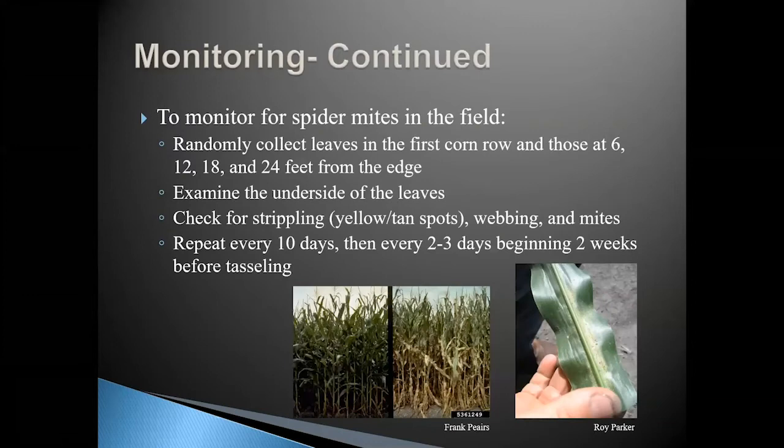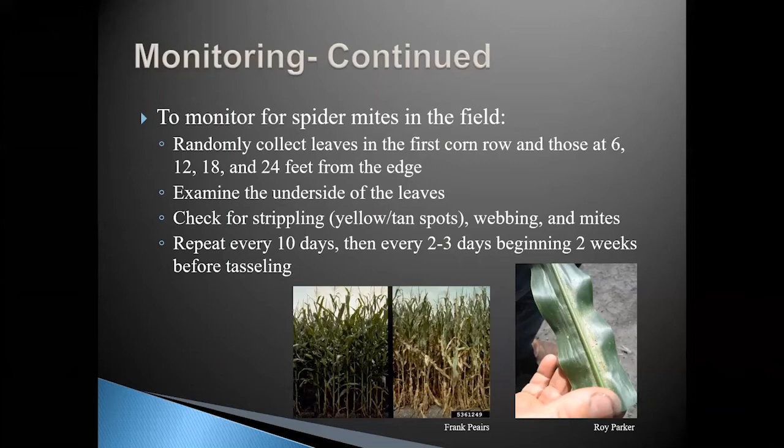So to keep an eye on these spider mite outbreaks, you can randomly collect leaves from within the first corn row and then work your way outwards at 6, 12, 18, and 24 feet from the edge. Now, spider mites live typically on the underside of leaves. So examine the underside of the leaves and check for that yellowish or tannish spotting, and also keep an eye out for the webbing and perhaps the mites themselves. Some of them you might be able to see either with your eye or with a little hand lens.